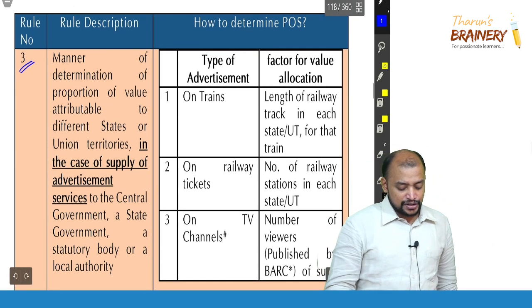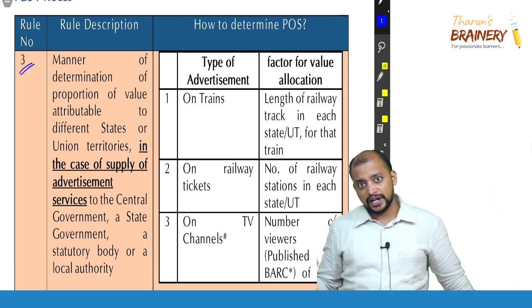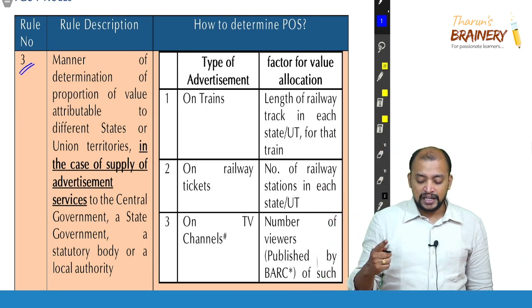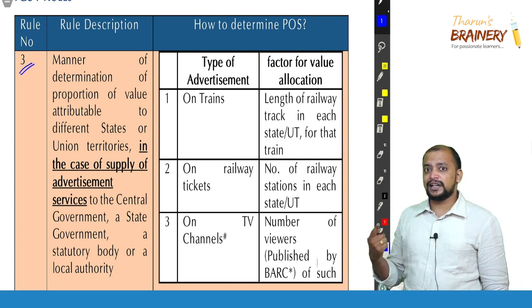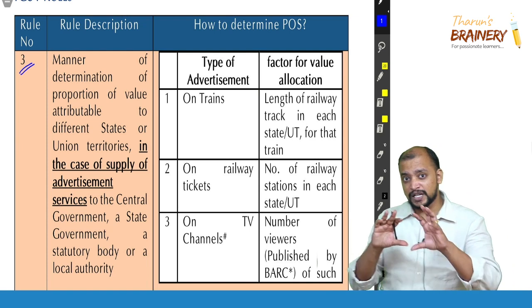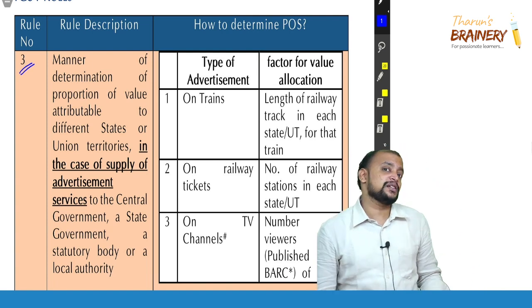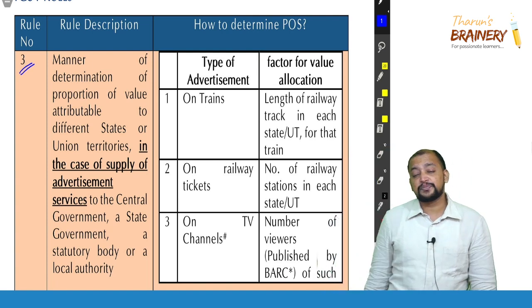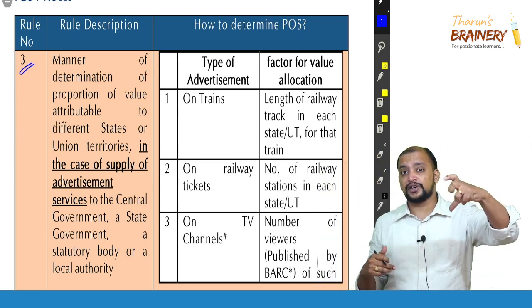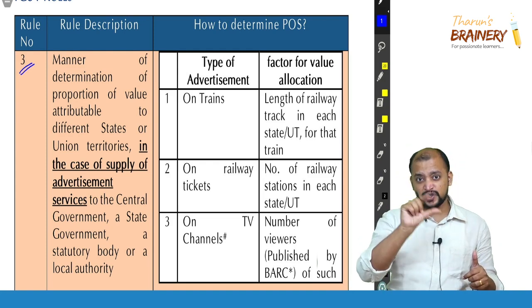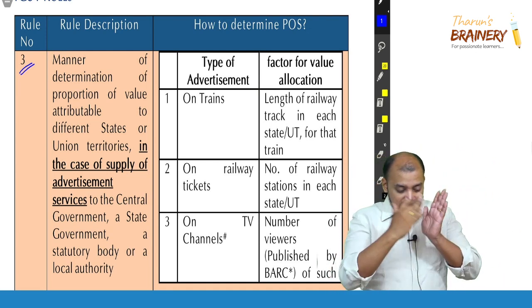Suppose if it is on the trains, the ad will be made. In that case, we need to take the length of track in each state. For example, say it is a Shatabdi Express. On Shatabdi Express, the ad is given. Now money is received. Now with respect to that money received, what will be taken as the place of supply? Now Shatabdi Express goes from Chennai to Mysore. So in Tamil Nadu, what is the length of the track? In Andhra Pradesh, because there is a small stretch in Andhra Pradesh, what is the length of the track? In Karnataka, what is the length of the track? Like that we need to divide.